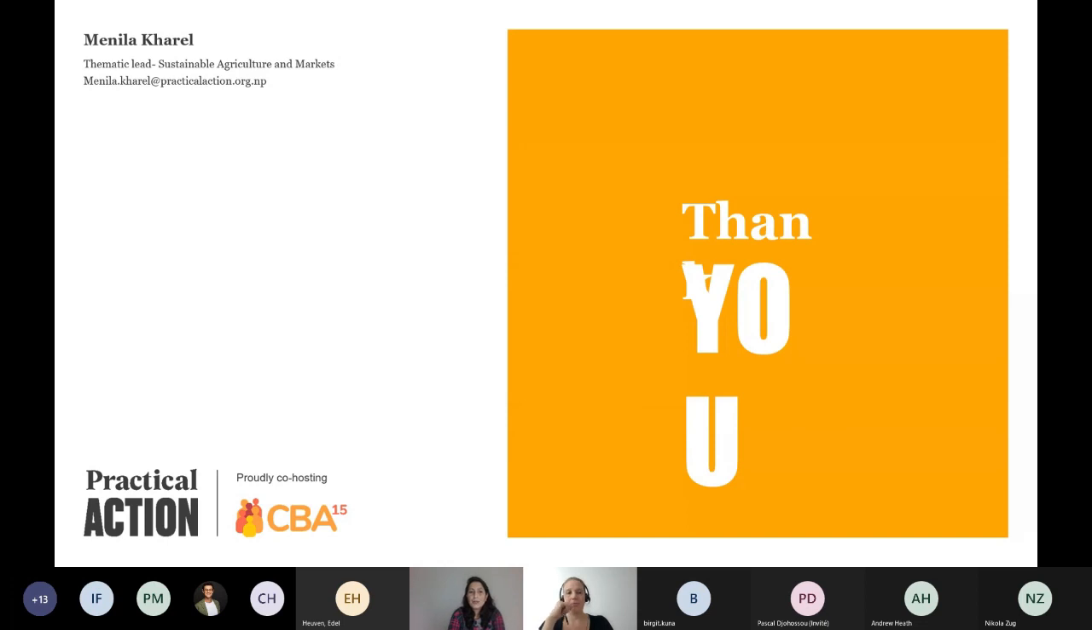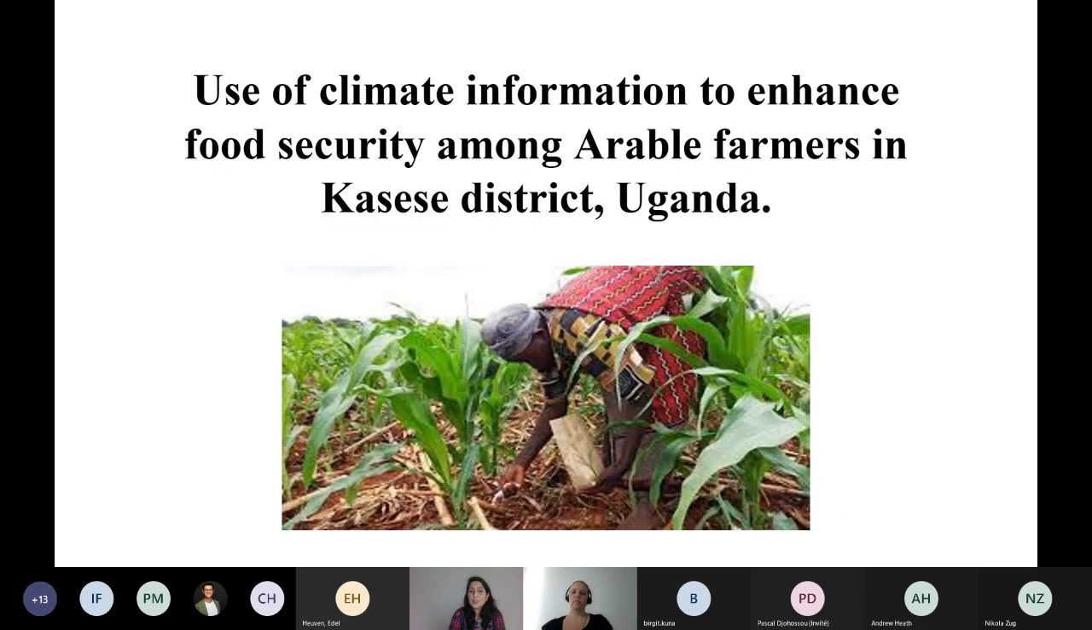Now I would like to hand over the floor to the next speaker, Joan Namuleme from Makerere University, Kampala, and she is presenting on the use of climate information to enhance food security among urban farmers in Kasese district in Uganda. Joan, the floor is yours now.